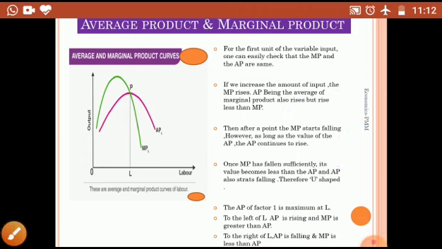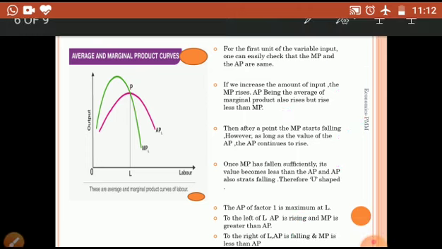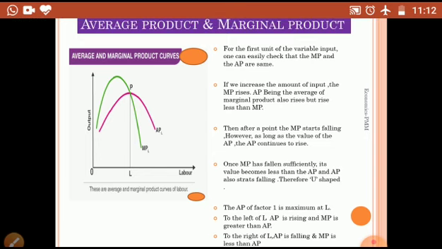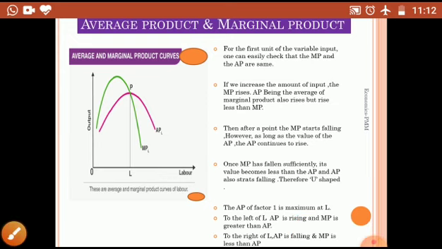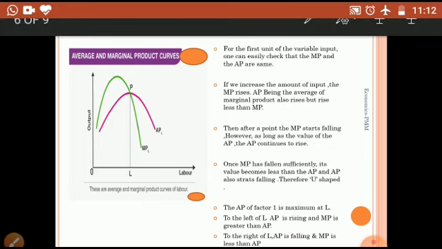Now, average product of factor 1 is maximum at point L. It is maximum. To the left of L, AP is rising and MP is greater than AP. As I told, when it comes to falling, MP is again earlier as compared to AP. Next, to the right of L, AP is falling and MP is less than AP. So in both cases, you can see MP is more inconsistent and AP is consistent.